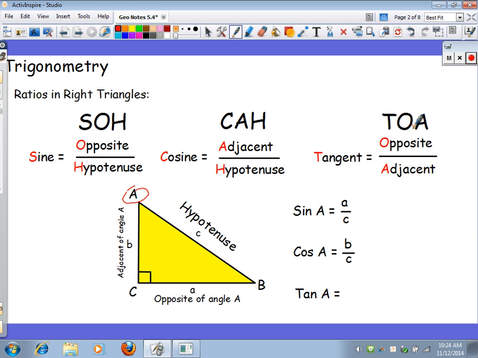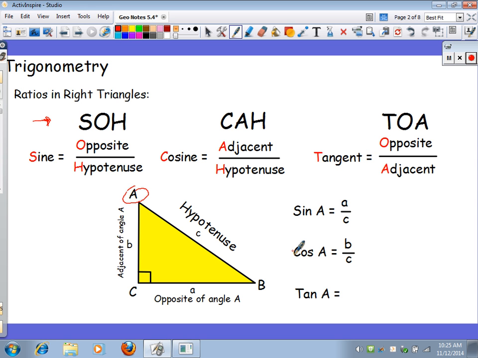Opposite over adjacent would be TOA, T-O-A. Now that's your famous Indian chief. His name is Chief Sokatoa. And if you remember his name, you'll always know which button to use in your calculator. Sokatoa. You can say it to yourself so you know: if it's OH, you've got sine. If it's AH, then you know you got to use cosine because you've got adjacent and hypotenuse. And if it's TOA, you're gonna use tangent.